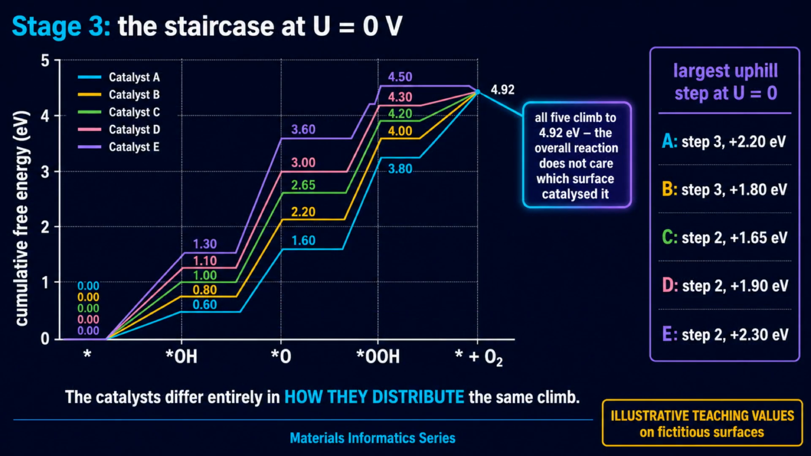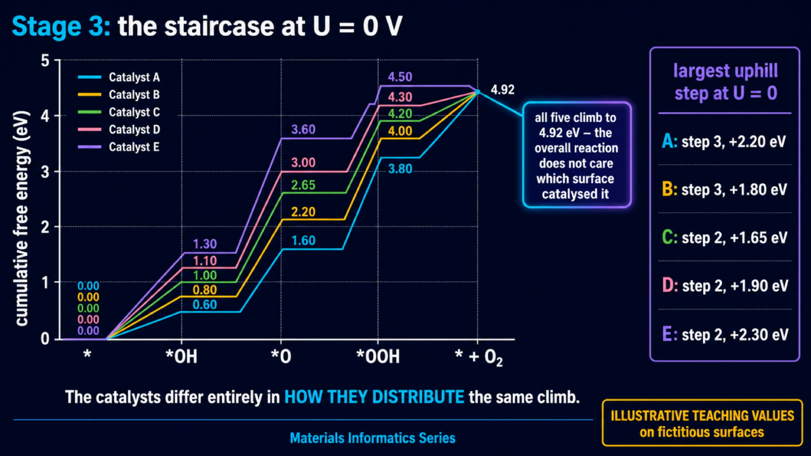Plot cumulative free energy against reaction progress. Start at 0 for the clean surface, add each step in turn. At 0 applied potential, every profile is a rising staircase, and all 5 end at the same place, 4.92 electron volts, because the overall reaction does not care which surface catalyzed it. The catalysts differ entirely in how they distribute that climb, which is another way of stating the design problem. The largest uphill step already separates them.